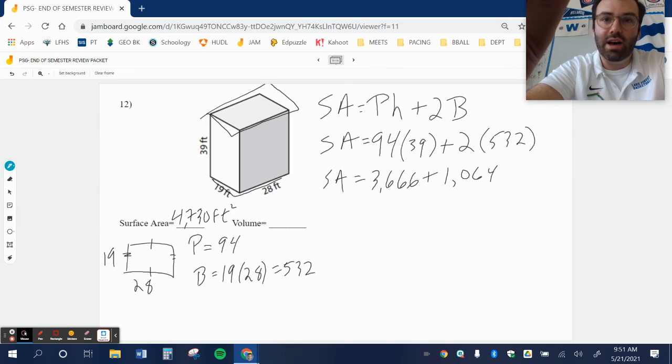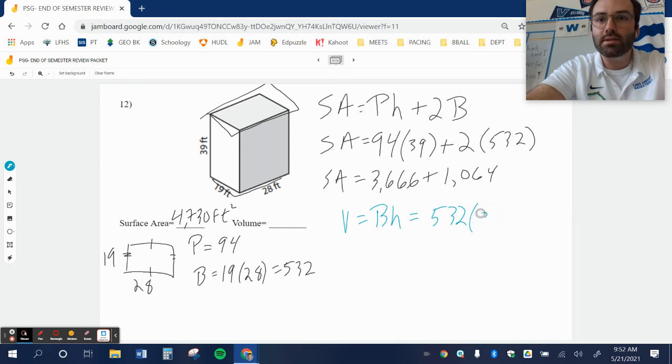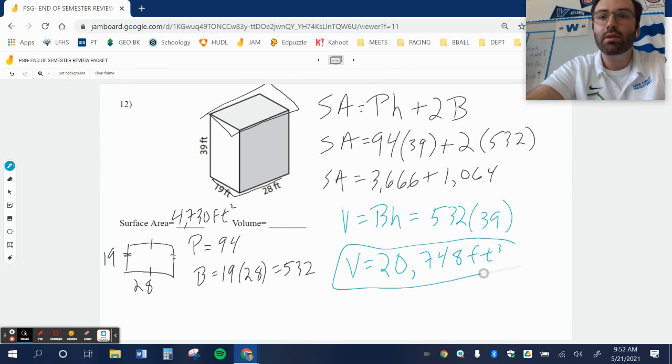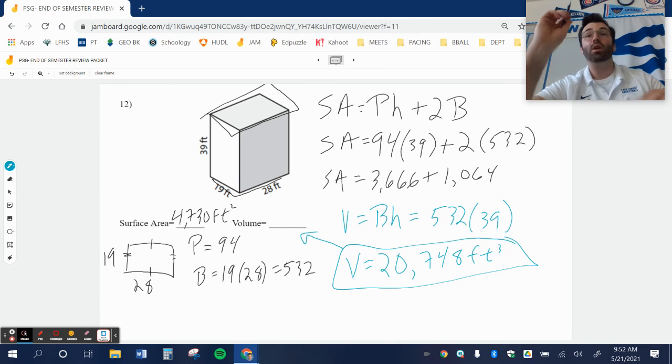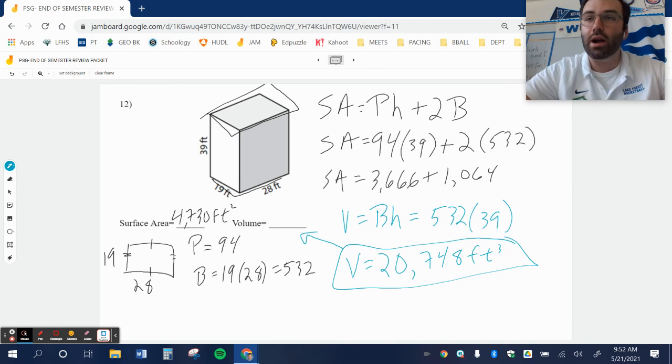All right. For the volume equals area of the base times the height. Area of the base is 532. The height is 39. So I get 20,748 feet cubed. Oh, wow. Big number. All right, I'm going to stop there.